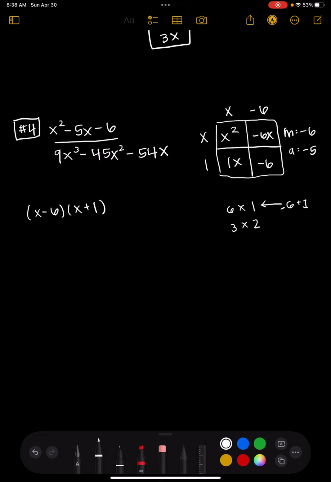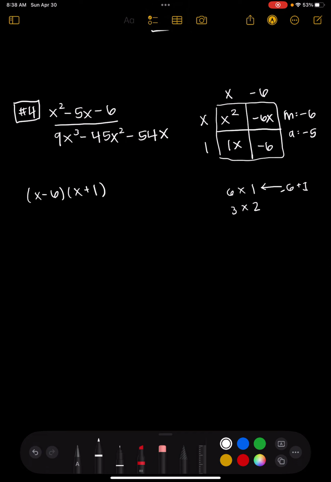All right, now let's talk about the bottom. On the bottom, I want to figure out what they have in common. Looking at all of those numbers, they are divisible by 9. But if you notice, they all have x's in common too. So what I'm going to do is take a 9x out of everything. When I take a 9x out of the front, I'm just going to end up with x squared. Then I'm going to have minus 5x, because 45 divided by 9 is 5, and then minus 6.